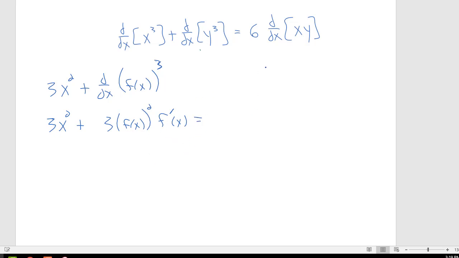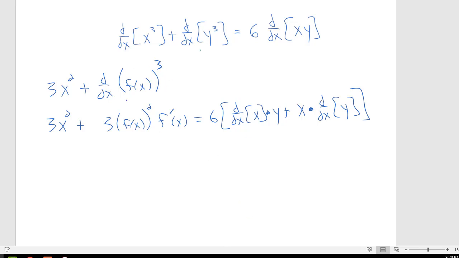Now when we look over here, we really have a product rule. So I'm going to do, let's say, derivative of the first times the second plus first times derivative of the second. So I'm going to do derivative of the first times the second, and then plus first times derivative of the second. So we have a product rule going on there as well.